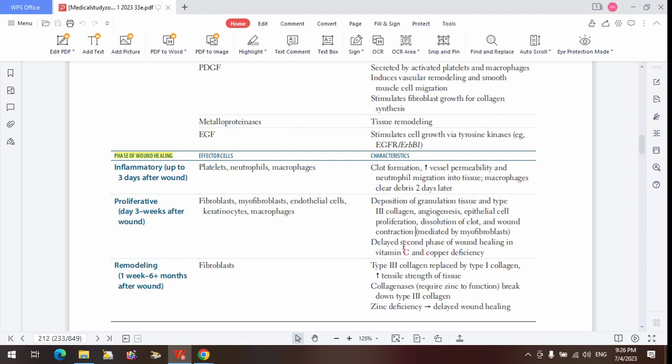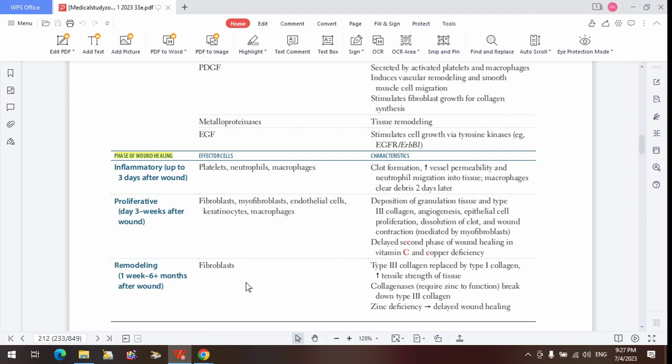So somebody that has a problem with conversion of type 3 to type 1 easily has breakdown of that wound because it doesn't get remodeled. The tensile strength is reduced because there's no type 1 collagen. So anybody with zinc deficiency will have delayed wound healing because the wound will not eventually heal completely. So zinc is important for wound healing because it's important in the remodeling phase, which involves conversion of type 3 to type 1 via the activity of the collagenase. What releases those collagenases are the fibroblasts.